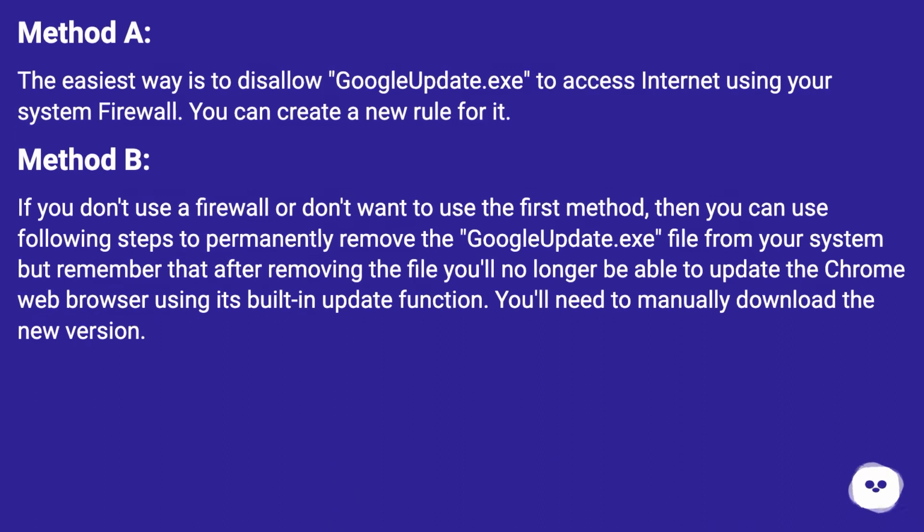Method A. The easiest way is to disallow GoogleUpdate.exe to access the Internet using your system firewall. You can create a new rule for it. Method B. If you don't use a firewall or don't want to use the first method, then you can use the following steps to permanently remove the GoogleUpdate.exe file from your system, but remember that after removing the file you'll no longer be able to update the Chrome web browser using its built-in update function. You'll need to manually download the new version.